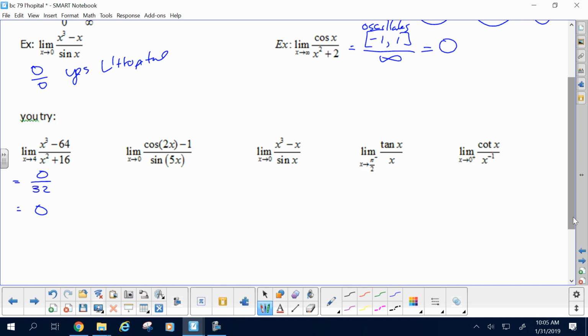Cosine of 2x minus 1. The top goes to, what's cosine of 0? 1. 1 minus 1 is 0. What about the bottom? Sine of 5x? 0. So this is a L'Hopital case. We would use L'Hopital here, which, again, we'll do in a second. If it comes out to be 0 over 0, it's indeterminate form, and we'll use L'Hopital.